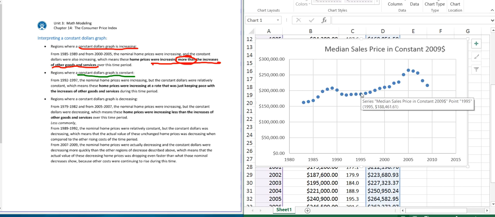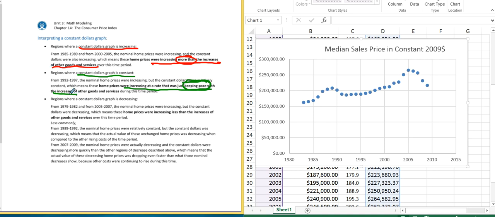So that means that home prices were increasing at a rate that was just keeping pace with the other increases of that time period, or they were rising about the same as other costs were, or they were just keeping pace with inflation. That's another way to say it.